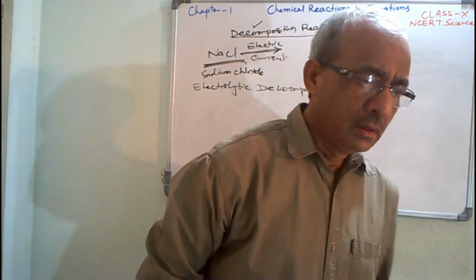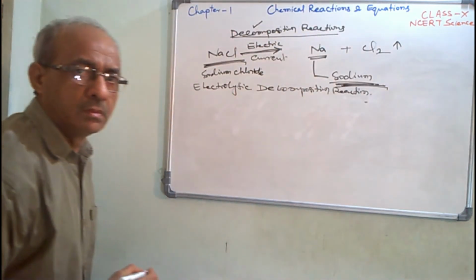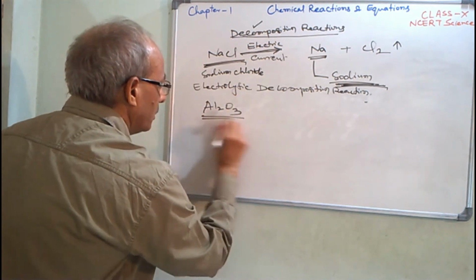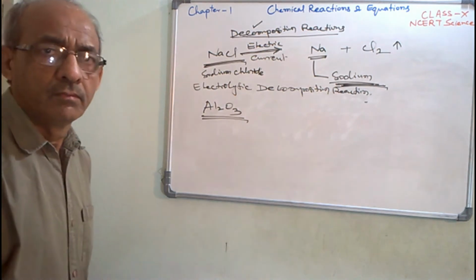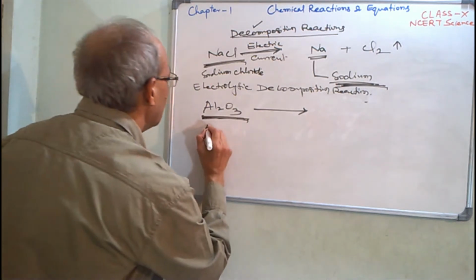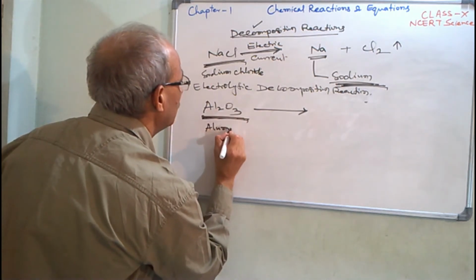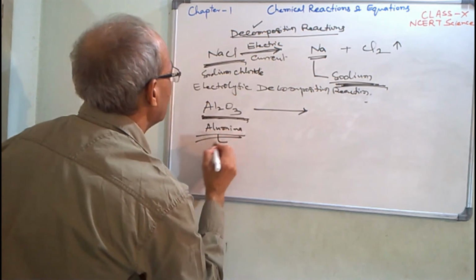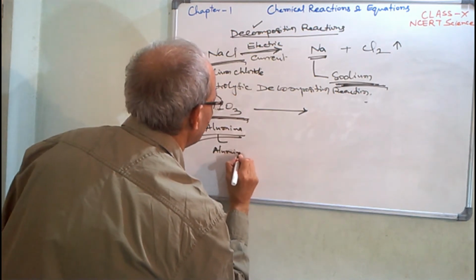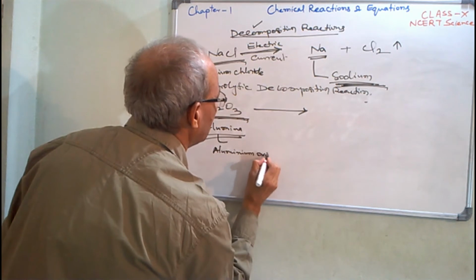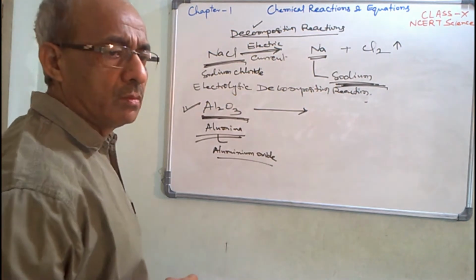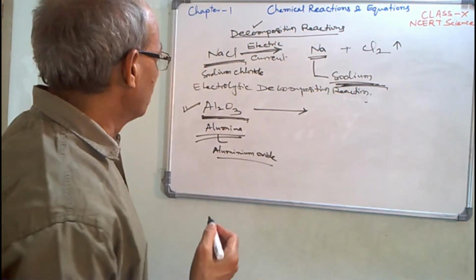Similarly, in factories, Al2O3, aluminium oxide, is also called alumina. Its chemical name is aluminium oxide, and this is the main ore. Alumina is the main ore for the extraction of aluminium metal.